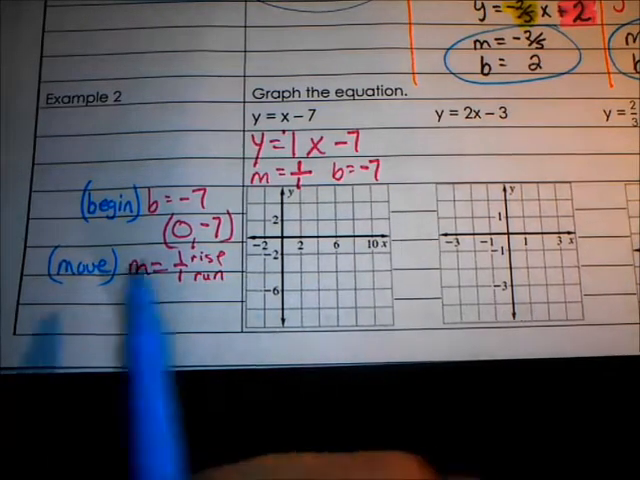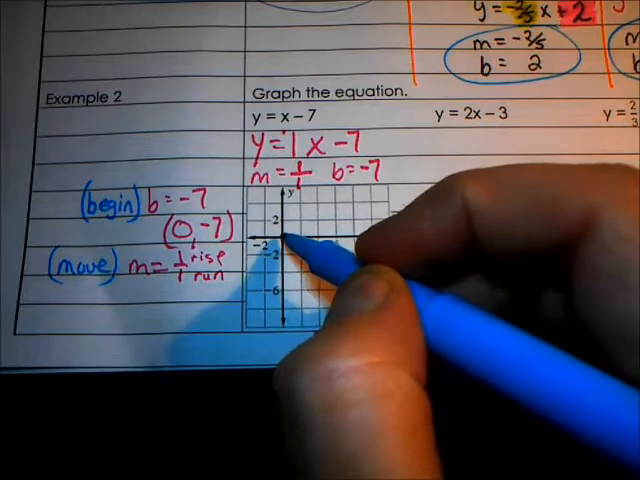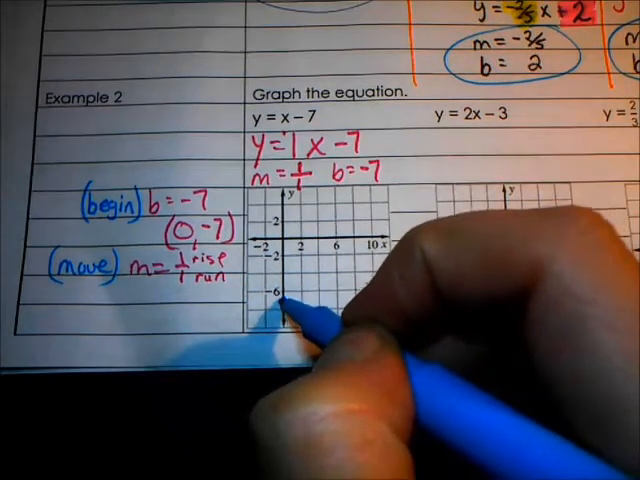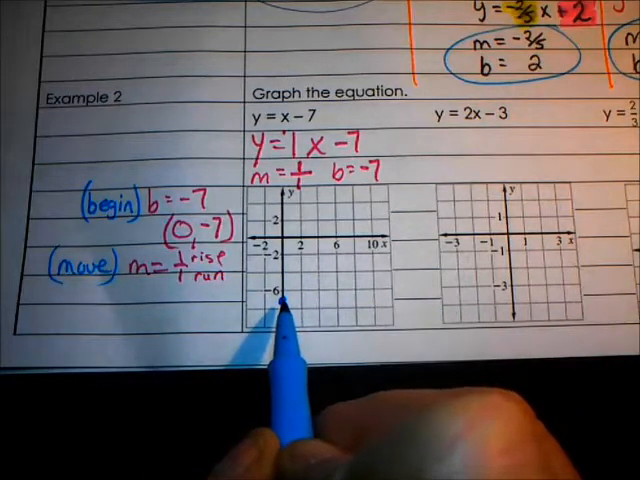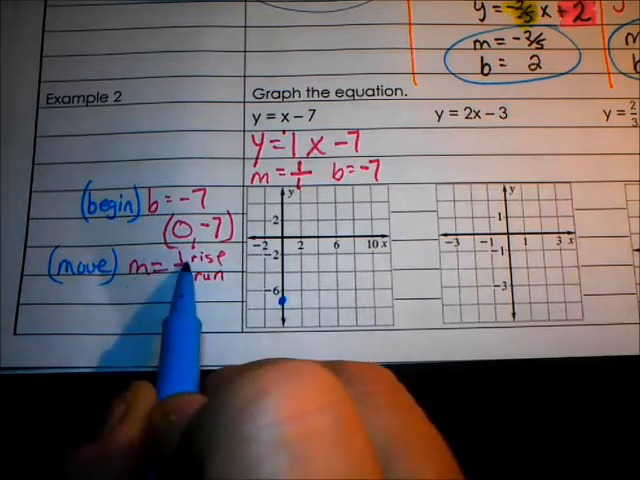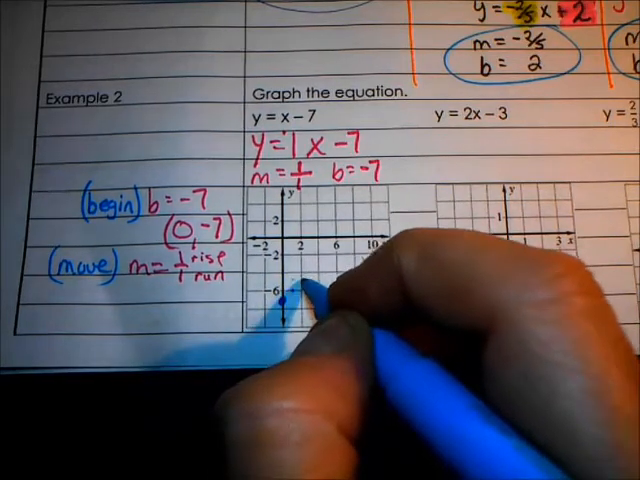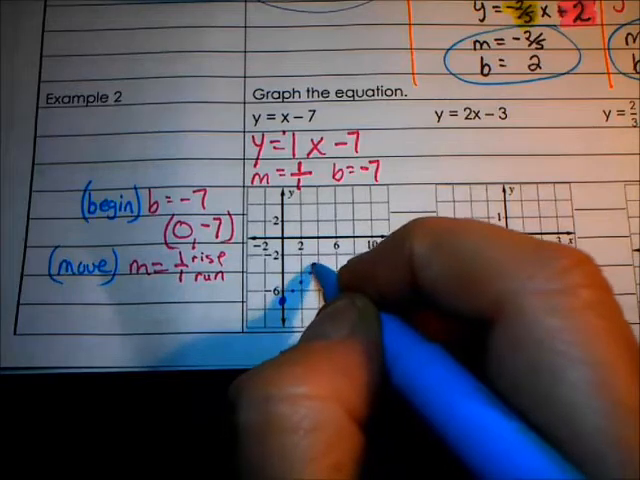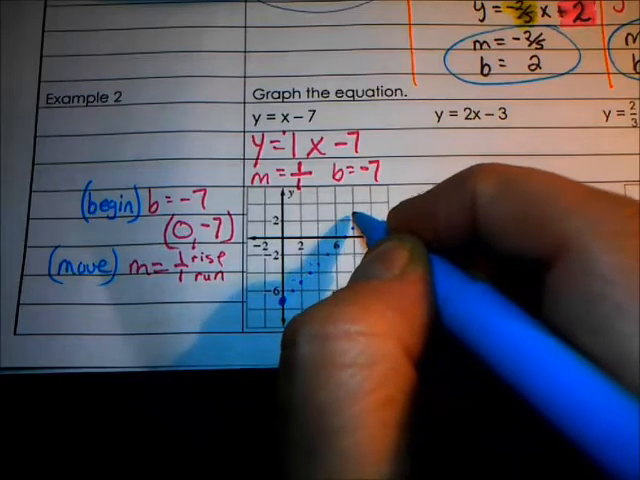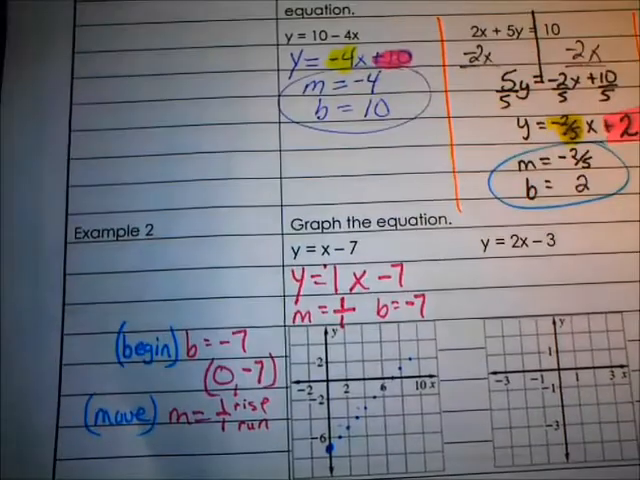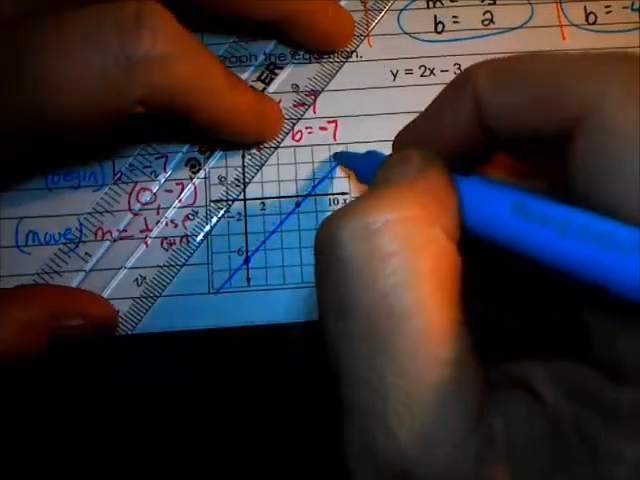So if this is where I begin, I'm going to first plot (0, -7). Okay, at that point I'm going to put a dot. From this point now, I'm going to move on my graph according to the slope, which means I'm going to go up 1 and right 1. Up 1 and right 1. I'm going to keep following that pattern until I can see exactly where the line actually exists. Once I have it, I'll take my straight edge and I'm going to actually draw it. Make it solid. These are continuous, so make sure you put arrows on the ends.